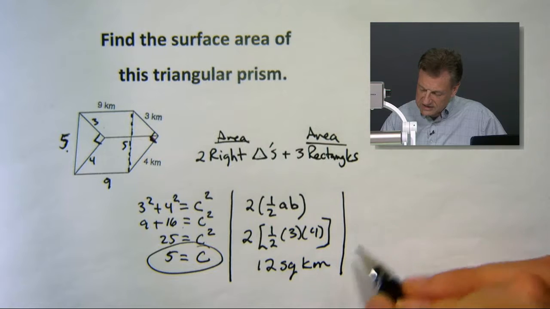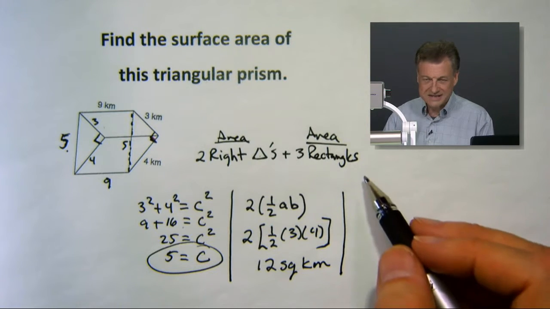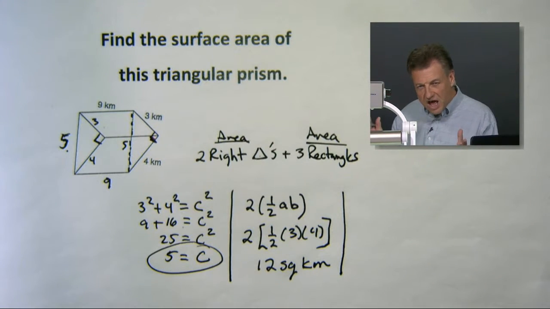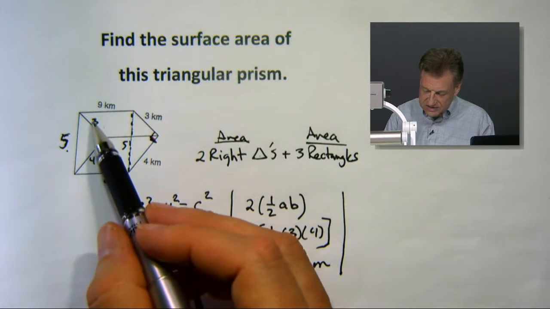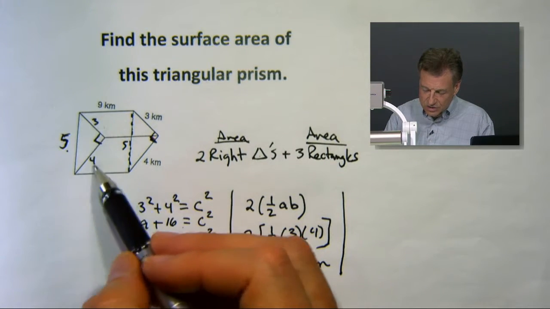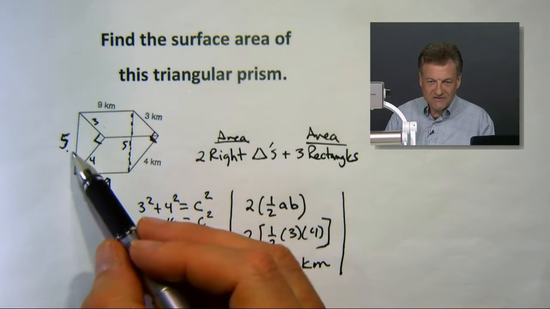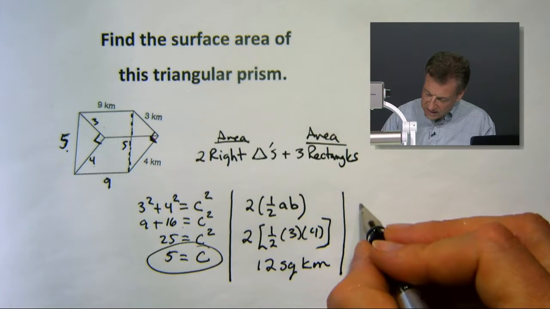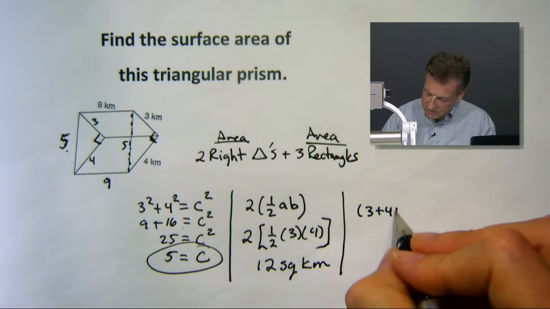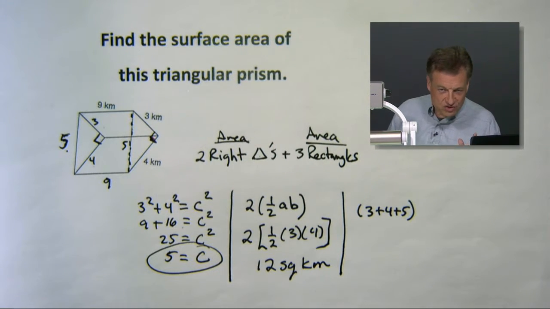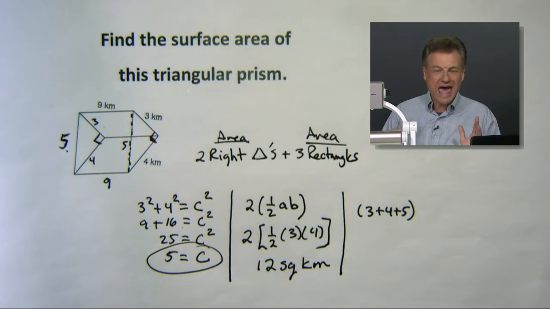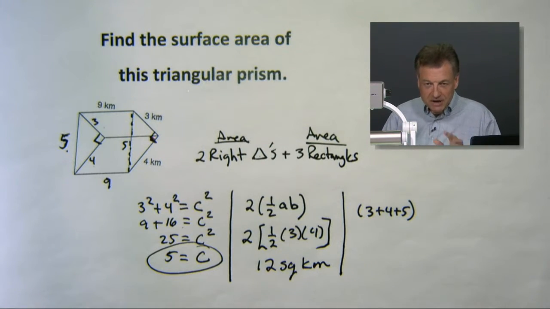Now, let's go over here to this second part, these 3 rectangles. They're all different. They're not all the same. But what we can do here, nice formula, is take the 3 parts of the triangle, the 3, 4, and 5. We will take those, and we're going to say 3 plus 4 plus 5. That's the perimeter, because that's how we find what we call lateral surface area. And these rectangles are lateral surface areas, okay? And put them all together.